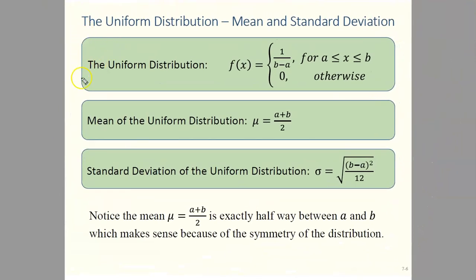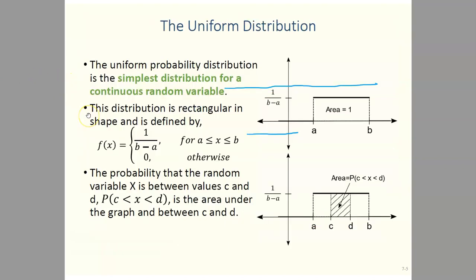Now here we have a few facts about the uniform probability distribution. As mentioned before, the uniform distribution is defined by this function right here. We already discussed that. It's also useful to note that the mean of the uniform distribution is given by a plus b over 2. Now that makes sense if you think back to what the graph of the function looks like. Let's just take a look at that again.